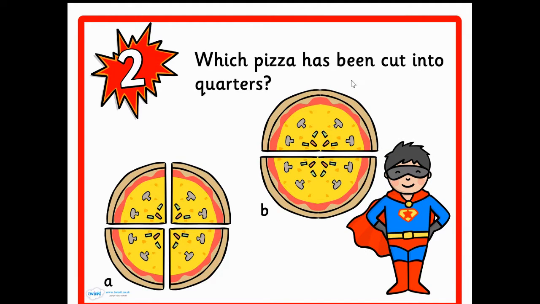Question 2, which pizza has been cut into quarters? Well, I need to use my prior knowledge. I need to look at this one here, B, and think, well, I know what halves are. I've already been taught about halves. This pizza has been cut into halves, and we've got 2 halves of equal size make a whole. They are split equally. Now, if they are halves, I know that 4 quarters make a whole. 4 equal quarters make a whole.